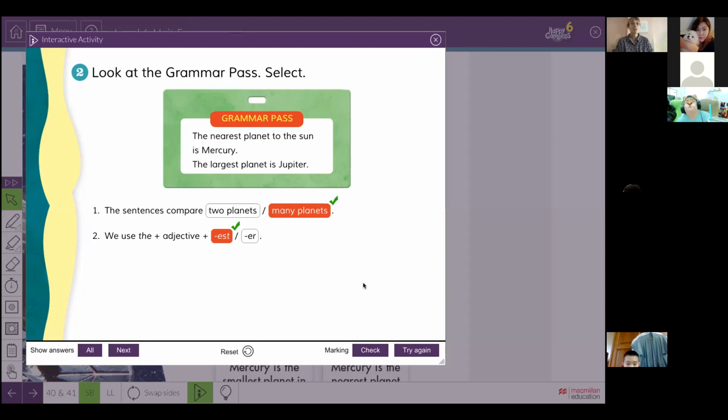Yeah, it's a little confusing, but EST is comparing many, okay? Because it's the most out of all. All right, great job. Thank you, Tangla.